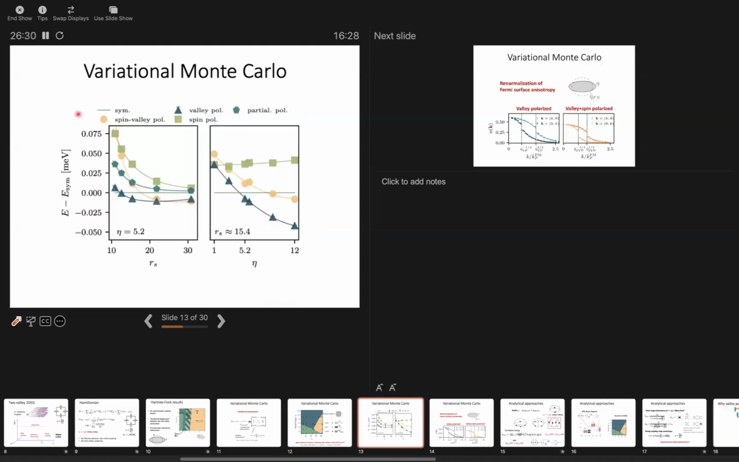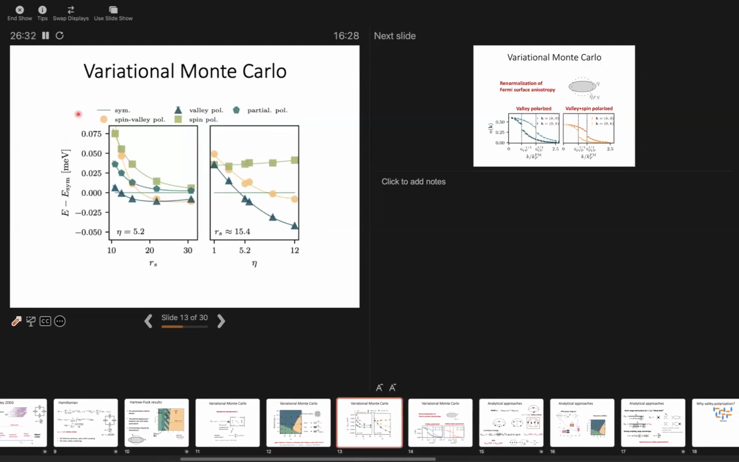Okay, so before I go into that, a couple more comments about this calculation. First of all, here's the energetics that went into this phase diagram. These are the energies of the different phases, with a reference to the symmetric phase. This is the energy of the valley polarized, spin polarized, and spin and valley polarized phases. Also some partial polarization to be considered, as a function of either Rs at a fixed eta, or as a function of eta for some fixed Rs.